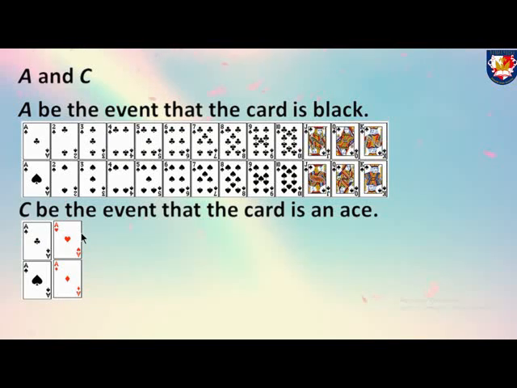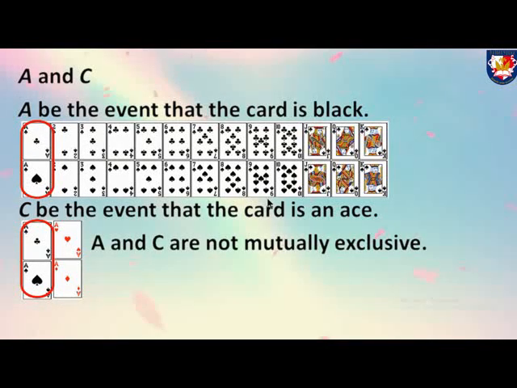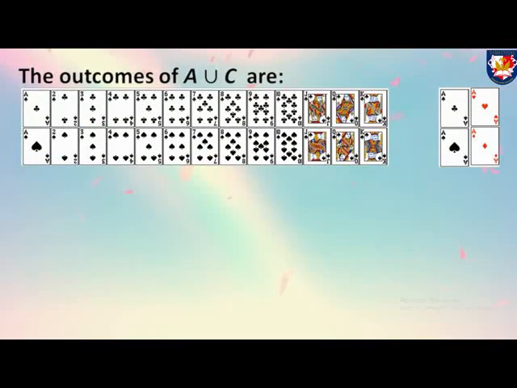So as you can see, there are 2 common outcomes, the ace of clubs and the ace of spades. So A and C are not mutually exclusive because they can occur at the same time, or they have common outcomes. So, how do we find the probability of A or C? We need to find the outcomes of A union C.